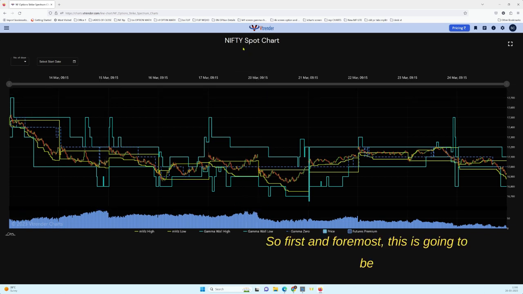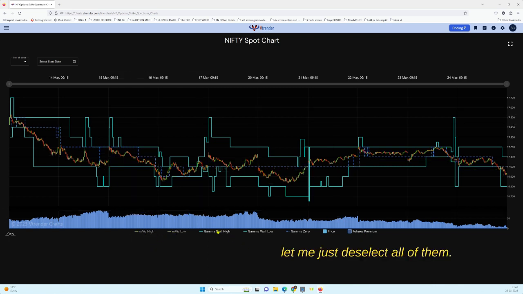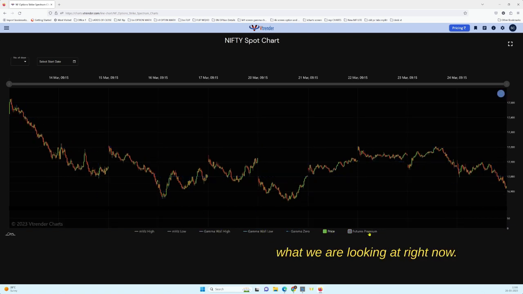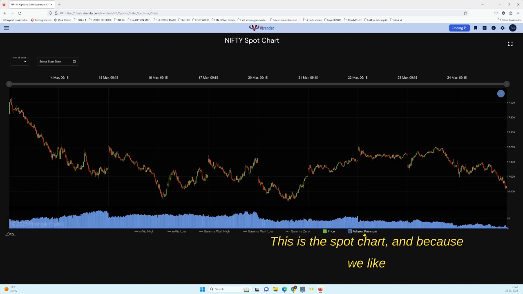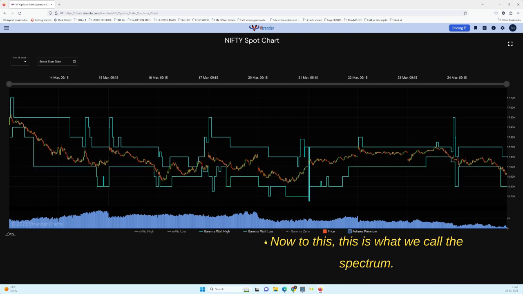So first and foremost, this is going to be off the spot, and you have a number of options open. Let's go through them. You can look at this pane below, and let me just deselect all of them so we have a clear vision of what we are looking at right now. This is the spot chart, and because we like to look at what the futures are also doing, the future premium is also added over here. Now this is what we call the spectrum.